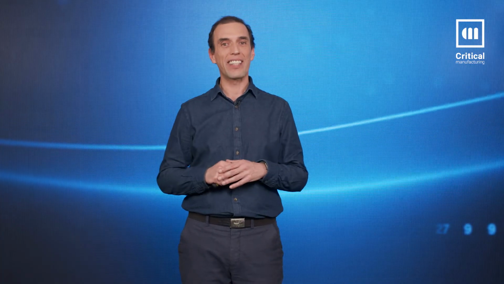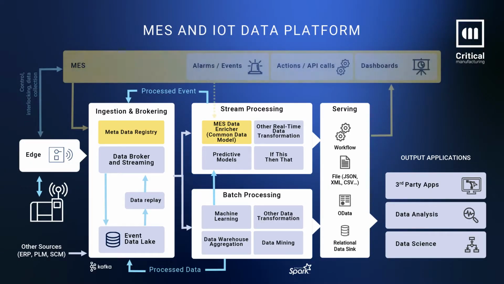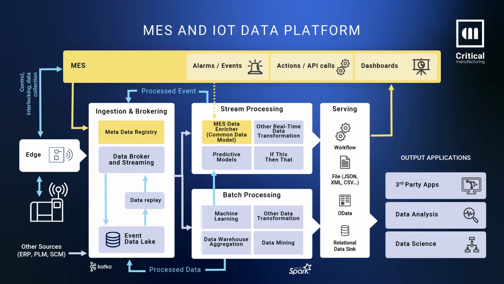Let's expand the architecture a bit more. We now see the MES on top as an event producer. We also see the metadata registry as part of the ingestion layer. This is necessary because we need to know the schema of the arriving event in order to validate consistency and process it. We have examples of the serving layer.